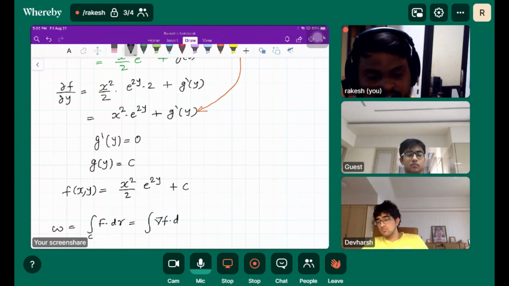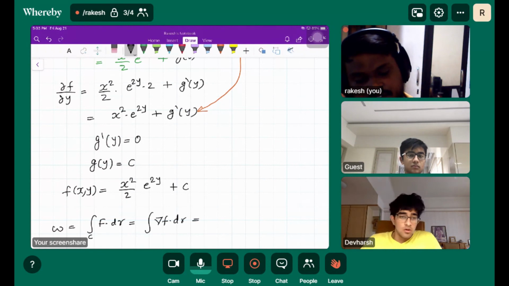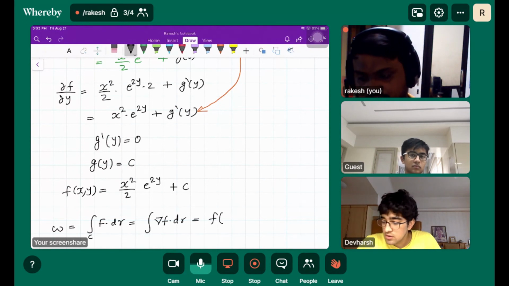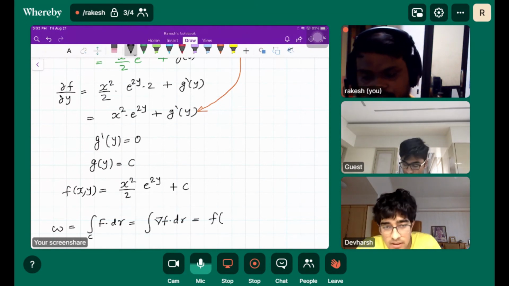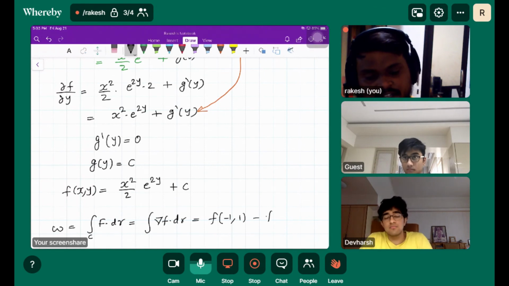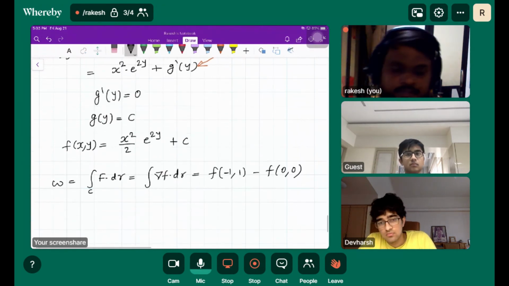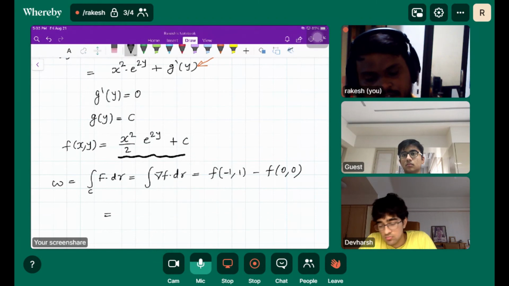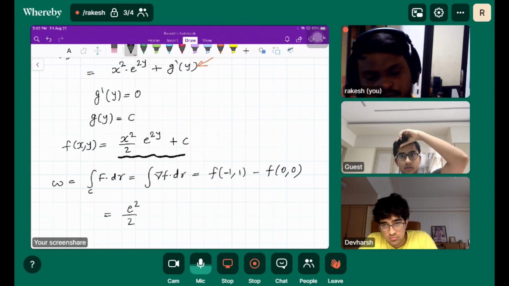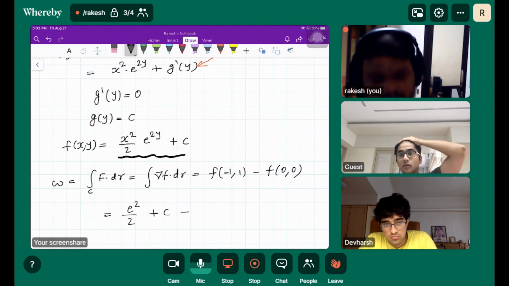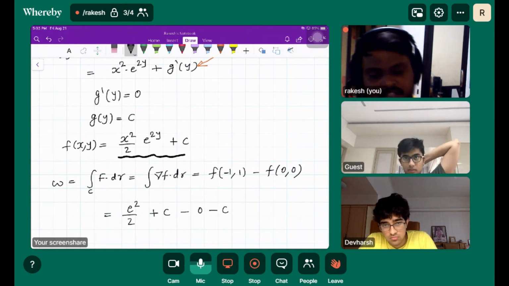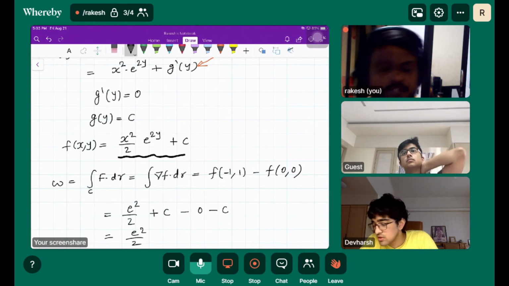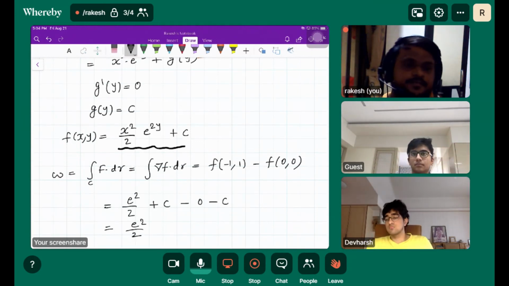What will be the work done? That will be f at the points (1, 1) minus f at (0, 0). We'll use this function. So 1 square e raised to 2 by 2 plus c, minus 0 minus c. So the work done is e square upon 2. Did you understand this?